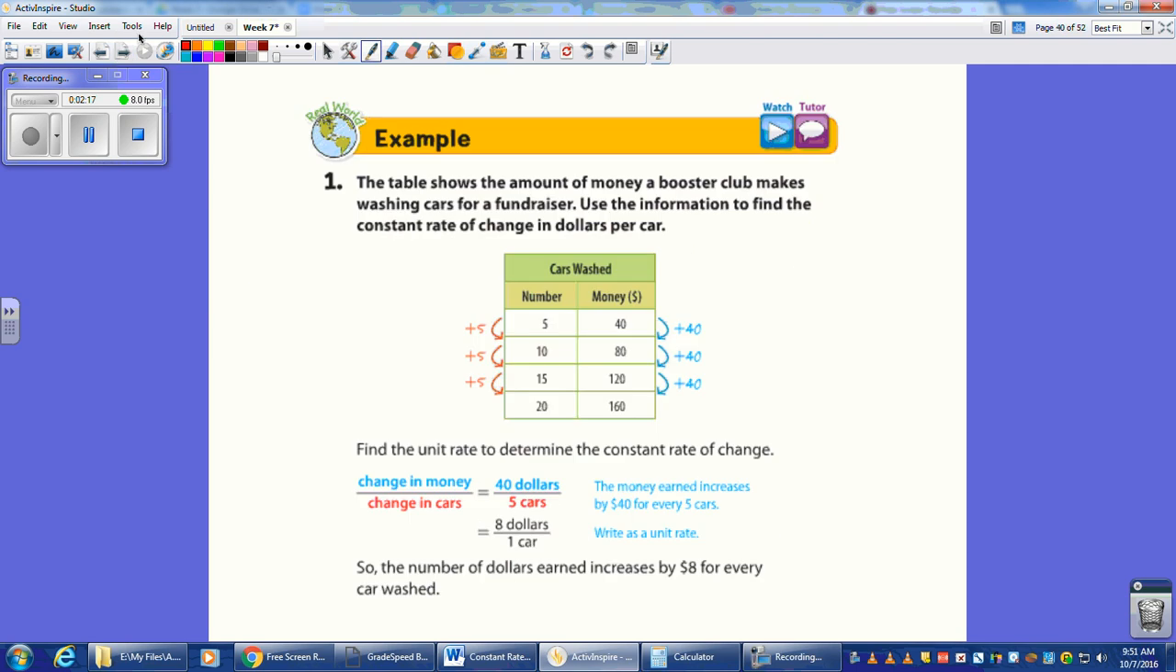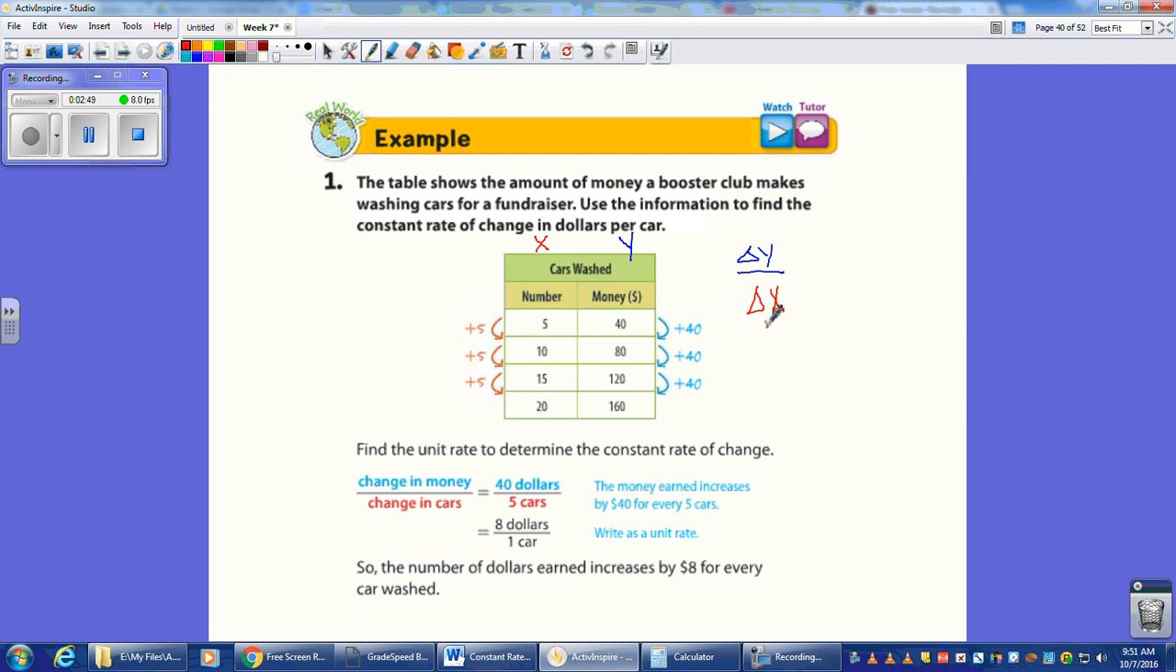Same thing over here. This is talking about a booster club making money washing cars for a fundraiser. And we look down here. We always label first, so whatever comes first is our x, so the number of cars, and the money is dependent upon the number of cars. They've already done it for us, so we look and we say, for 5 cars, we made $40. For 10 cars, we made $80. For 15 cars, we got $120. And for 20 cars, we got $160.